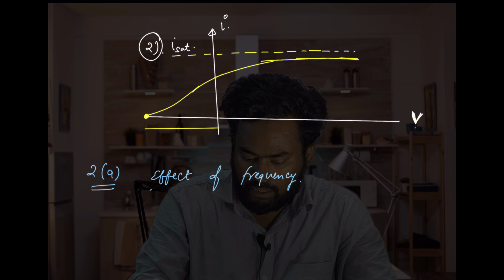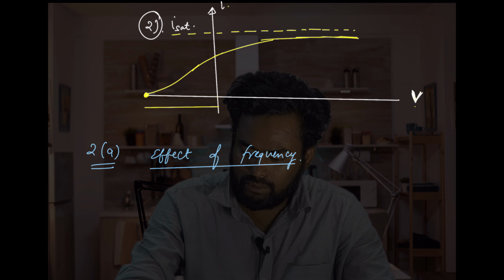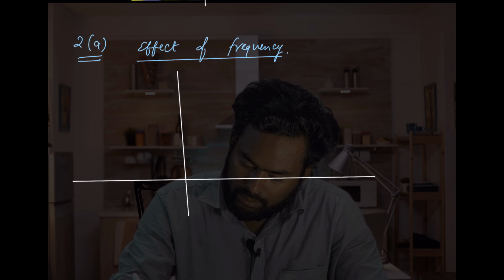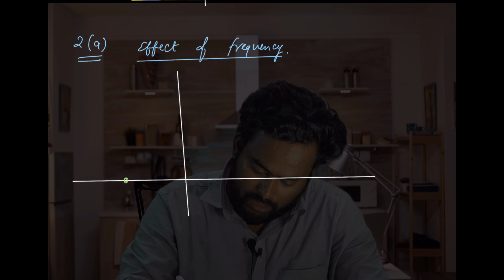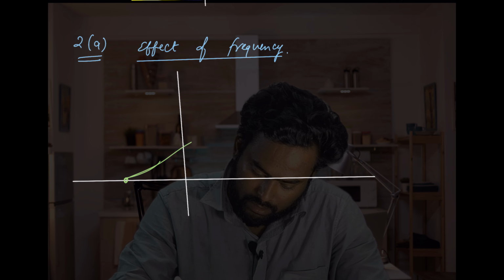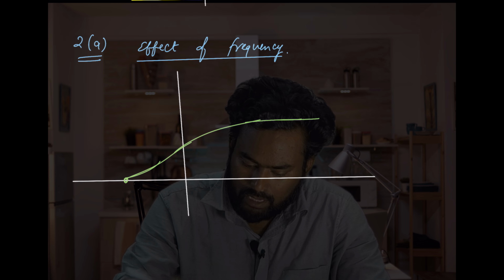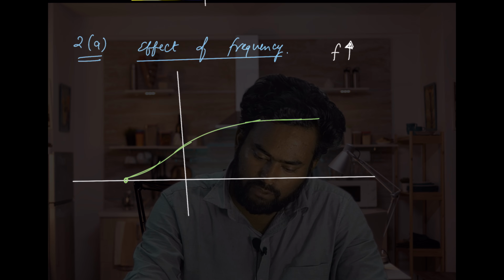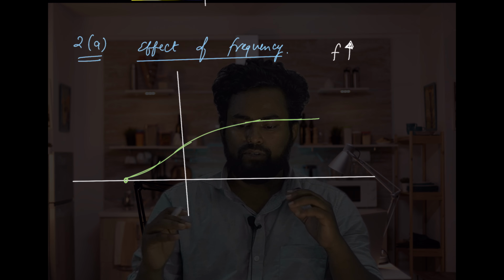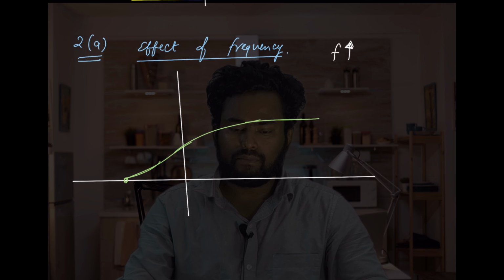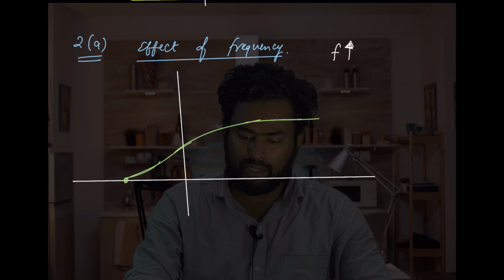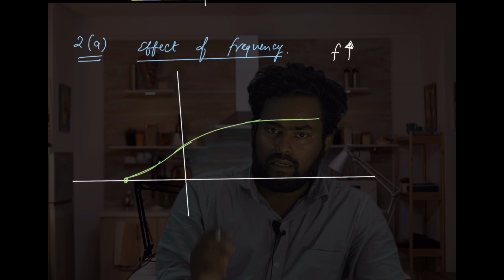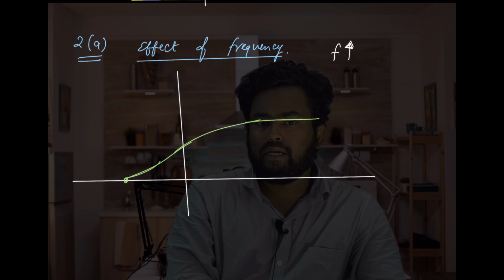Okay, effect of frequency. Now see, one graph is there, it looks like this. Now if you increase the frequency, tell me what will happen. So if we increase the frequency, what will happen? When we are increasing the frequency, the number of photons will remain the same.